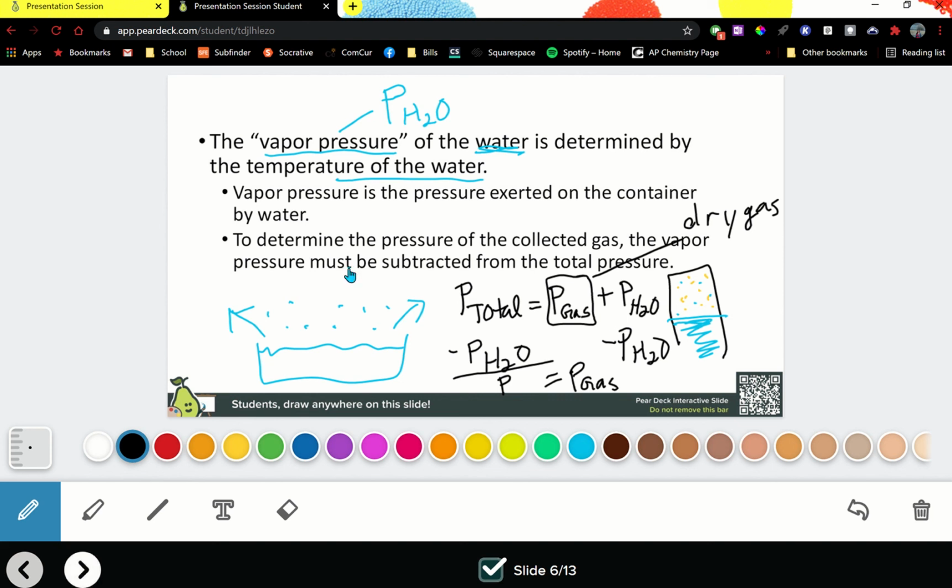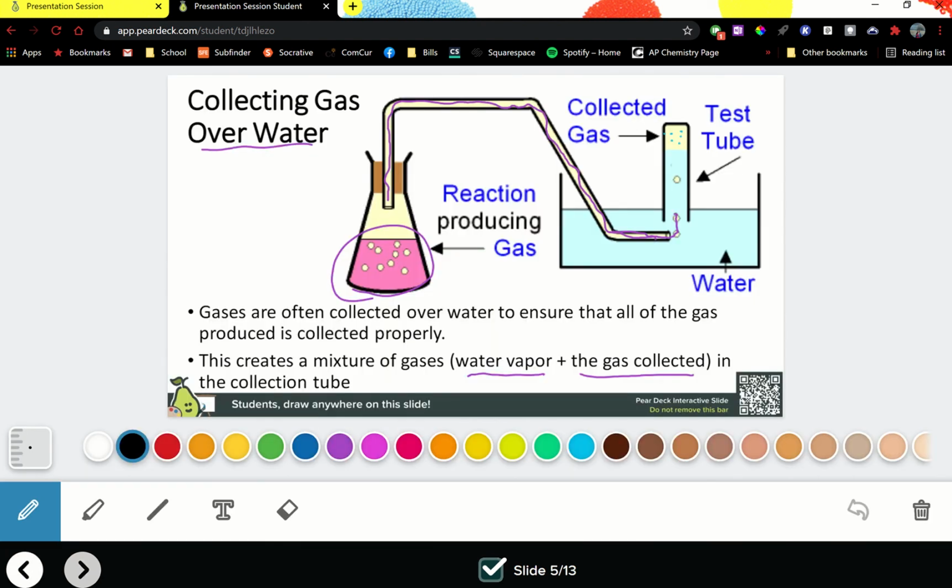All right, so it's just kind of manipulating around this equation to use it to our benefit, because this is, like I said, a very common setup for a lab to be able to collect gas. We've got that water vapor in there, though. That's something that's just going to happen. We can't really stop it from happening. So instead of stopping it, we just compensate for it by doing a little calculation.